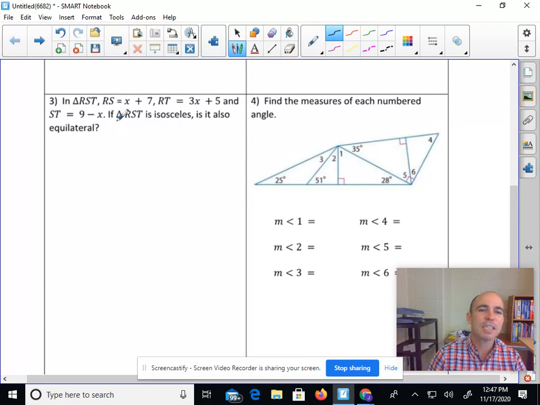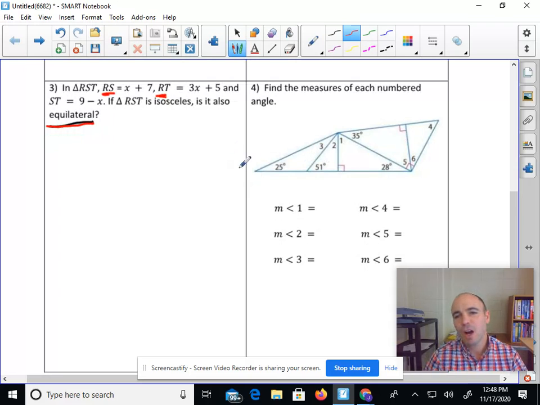Okay, RST is isosceles. Is it also equilateral? So the big question here, is this triangle equilateral? Now, I'll give you a little tip to start off, something we probably should have mentioned in the packet. We're going to say that RS and RT are congruent. We'll give you that. And then the question on the table, is this triangle also equilateral? Okay, set up some equations. You guys can take it from here.